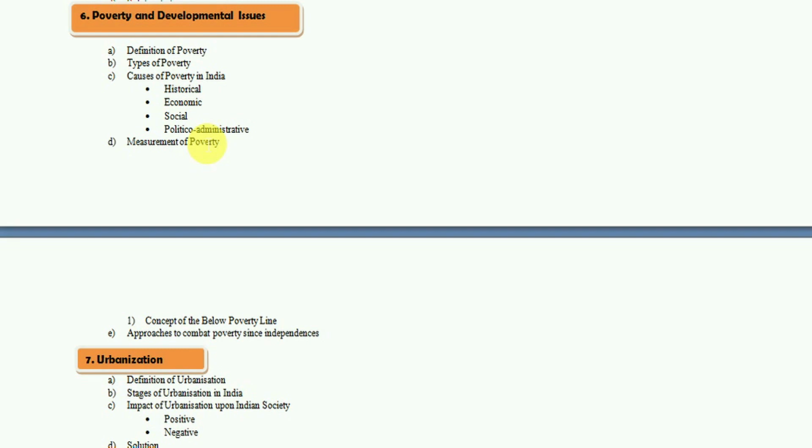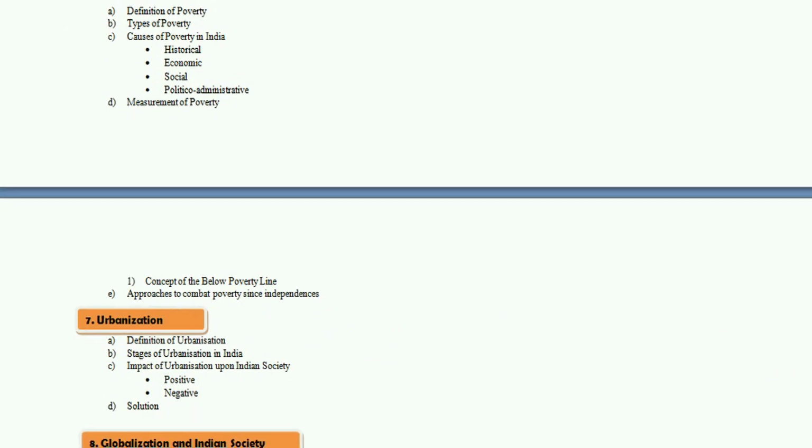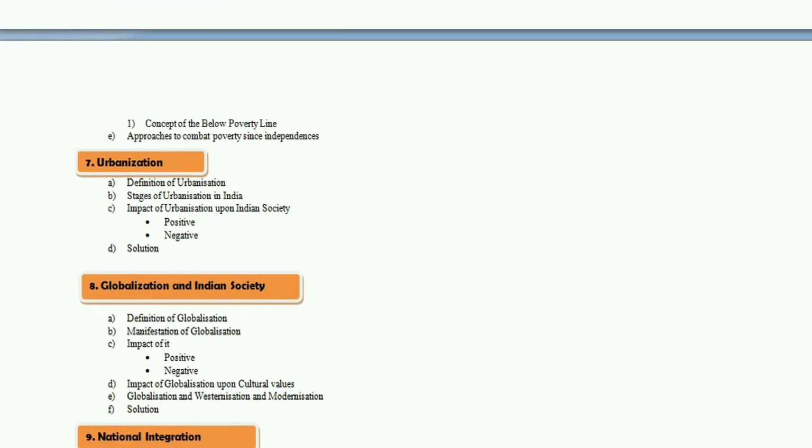After that, we have to understand the measurement of poverty, particularly how the BPL line is defined and how the BPL line is used in the disbursement of a number of subsidies by the government of India. Besides that, we are also supposed to understand the different approaches taken by the government of India since independence to curb poverty, from the Garibi Hatao slogan to the concept of inclusive development in the present time.